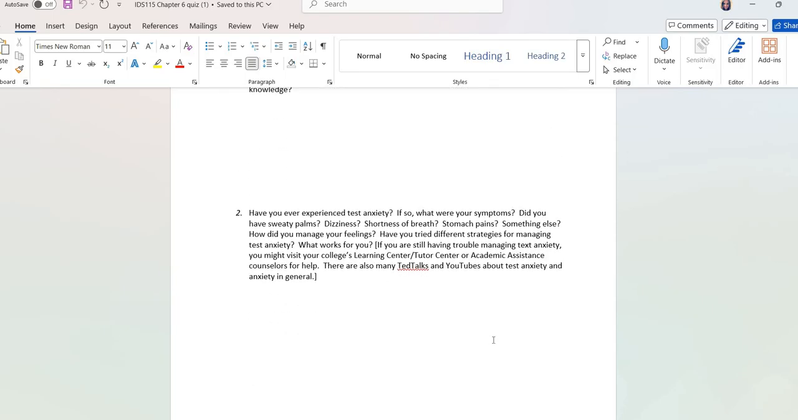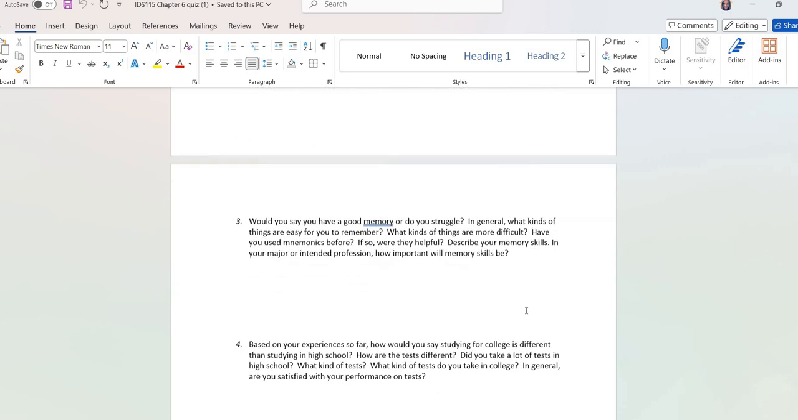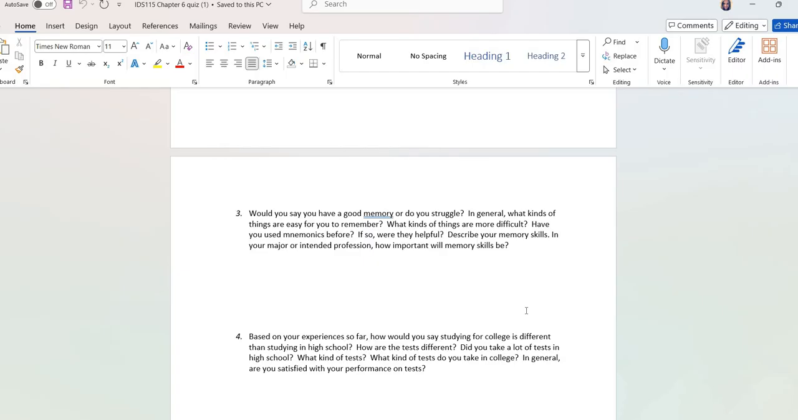Question 2 talks about test taking, but specifically test anxiety. Have you experienced it? What are your symptoms? And then it lists some examples. How did you manage it? Have you tried different strategies? What works? What might you be willing to try? Question 3 talks about memory. Do you have a good memory or do you struggle? What things are easy for you to remember? What's difficult? Have you used mnemonics? Were they helpful? And just kind of talk about memory and then connect it to the position or the field that you're going into, and how memory will play a role in your field.